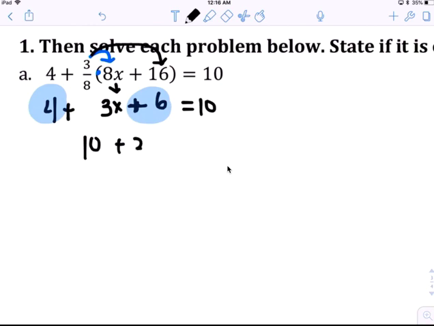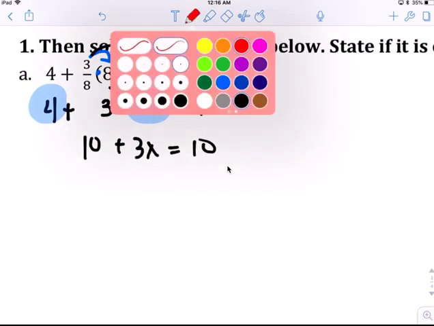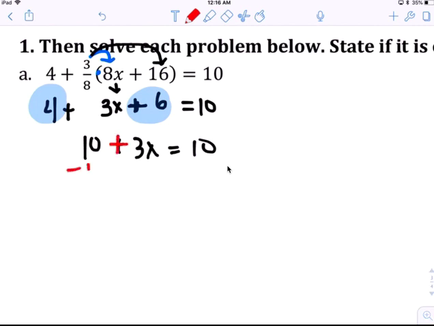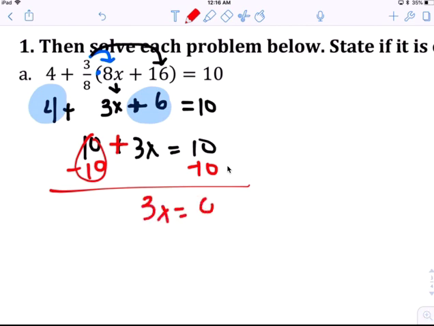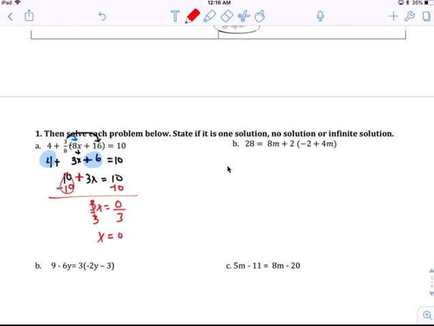10 plus 3x equals 10. There's a plus sign, so you need to make 0. Minus 10, minus 10. 3x equals 0, divide by 3. One solution.